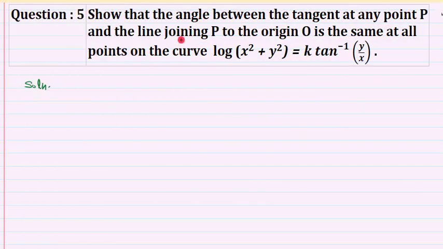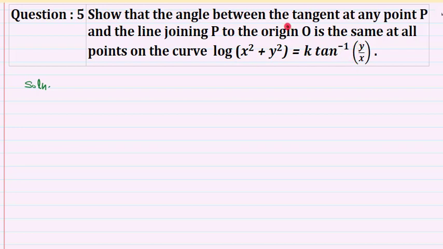Here is one of the very good problems in front of you. This is not tough, just a little bit tricky. So let us discuss this problem. Show that the angle between the tangent at any point P and the line joining P to the origin O is the same at all points on the curve log of x square plus y square is equal to k tan inverse y upon x.